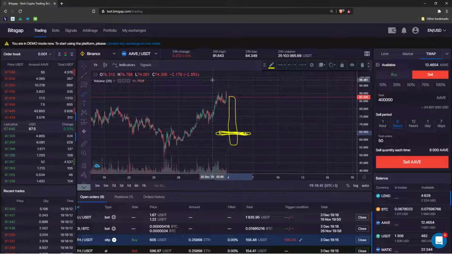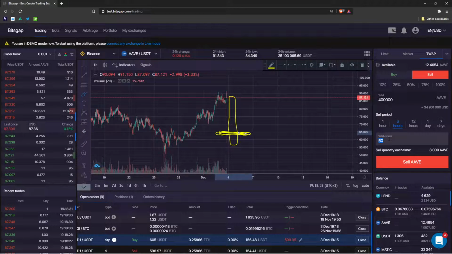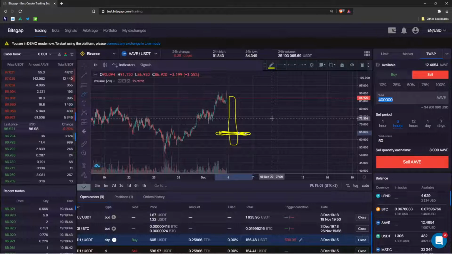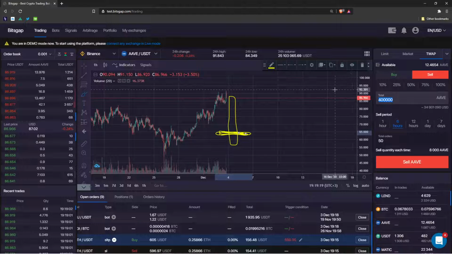That's why you don't want this to happen, and that's why you split this big chunk of your stake by 50 orders. And within 6 hours, it will execute 50 sell orders, and by that, you will smoothly sell this entire position without significantly affecting the market. And in this case, your average price at which you sold this coin is going to be way higher than if you would sell it with one market sell order.